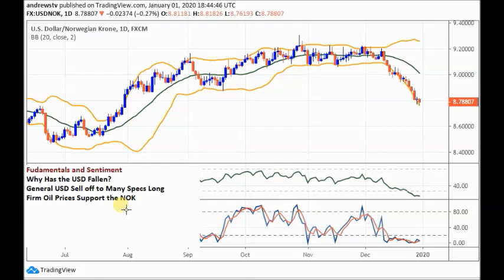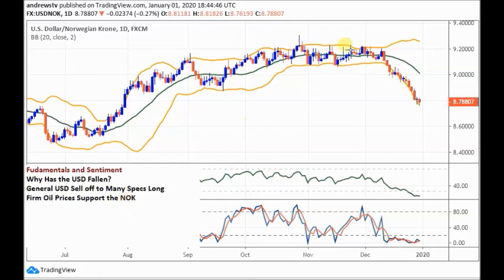Norway is a country heavily dependent on crude oil. So obviously the firm prices have supported it. We think we're now going to see that end. USD is oversold, and we should be going up.